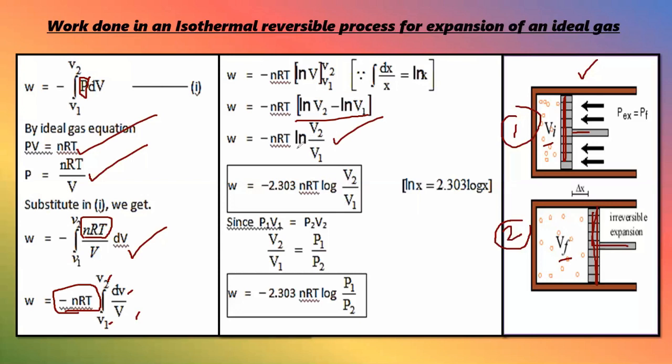Okay, now whenever ln is converted to log, we need to multiply with 2.303. So our equation will become W is equal to minus 2.303 nRT log V2 by V1, right? Okay, it is written ln is equal to 2.303. Fine, right? This is the expression that actually we want to derive.